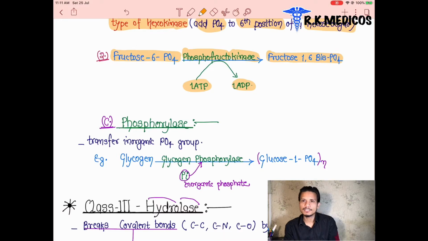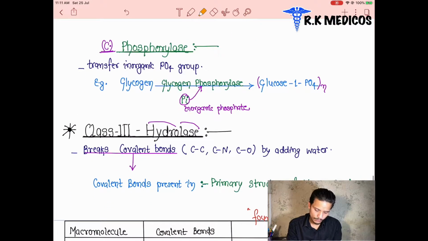Kinase, once again, means somewhere a phosphate group is going to be transferred. Kinase means basically the transfer of a phosphate group from one substrate to another substrate. We can see here, basically in the hexose sugars, they are going to attach at the 6th position. Next we can see phosphorylase.